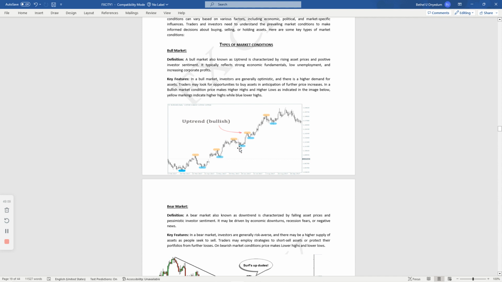Then it comes down again. You buy at cheaper price, wait for it to go up. Buy cheaper price, wait for it to go up. But this is not going to happen.